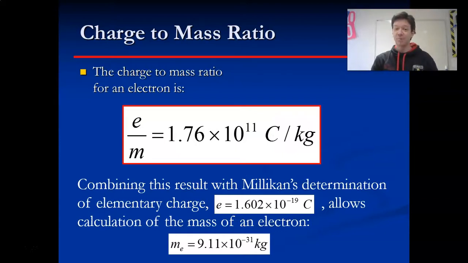Okay, and he did this experiment and he determined that the charge to mass ratio is 1.76 times 10 to the 11 coulombs per kilogram. But he's using Millikan's data for the elementary charge. And when he puts that elementary charge into this equation, he gets the mass for these particles to be 9.11 times 10 to the minus 31, which is way lighter than the mass of the hydrogen atom, which was the smallest thing they knew at the time. And so this was the discovery of the electron.